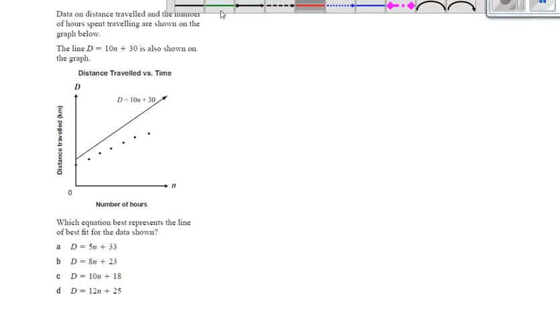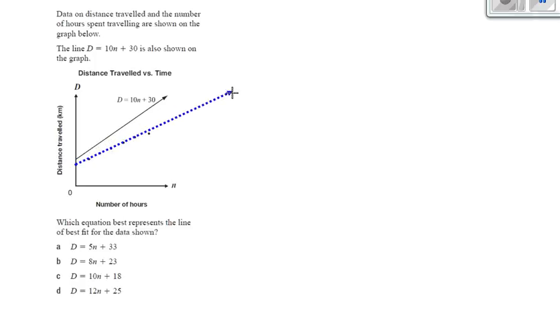So ignoring that d equals line, let me draw a line of best fit for the data I have. It looks something like that. So again, I wasn't really trying to connect the dots. I just wanted to find a line that seemed to fit well, and it just so happened that some of the dots got connected. And it says, which of these best represents this line?